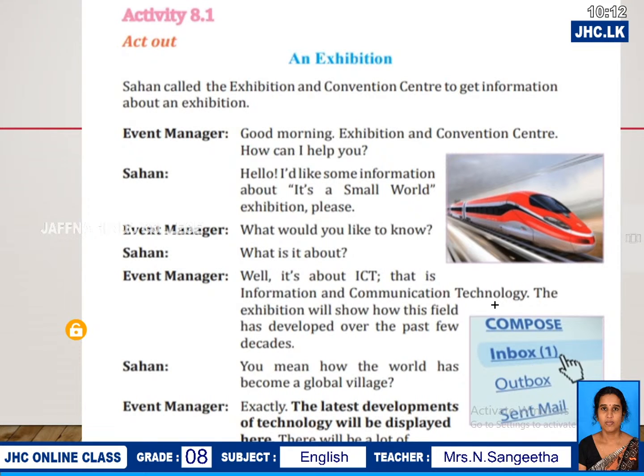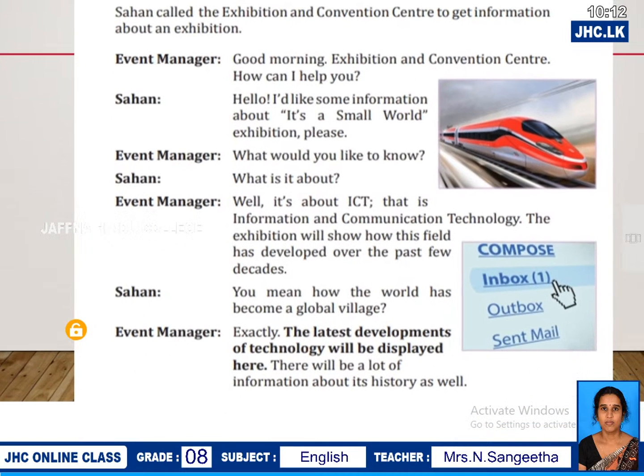So the exhibition on It's a Small World is about ICT, that is Information and Communication Technology. The abbreviation of Information and Communication Technology is ICT. The exhibition will show how this field has developed over the past few decades. Right. What does it show? It shows how far the field of information and communication technology has developed during the past few decades. What is a decade? A time of 10 years. The past 10 years is called the past decade.